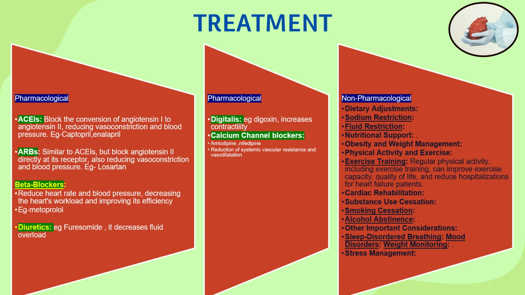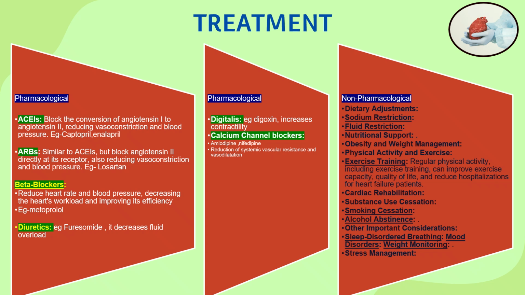Beta blockers, they reduce your heart rate and your blood pressure. So basically, it reduces your heart's workload, like your metoprolol. Diuretics, they decrease the fluid retention or your overload, like furosemide. And pharmacological, we have two main drugs that we give also along with the other drugs, that is digitalis. Why? Because we want to increase the heart contractility. We give digoxin. Calcium channel blockers are your amlodipine, nifedipine. They reduce the systemic vascular resistance, that is your vasoconstriction, thereby through vasodilatation.